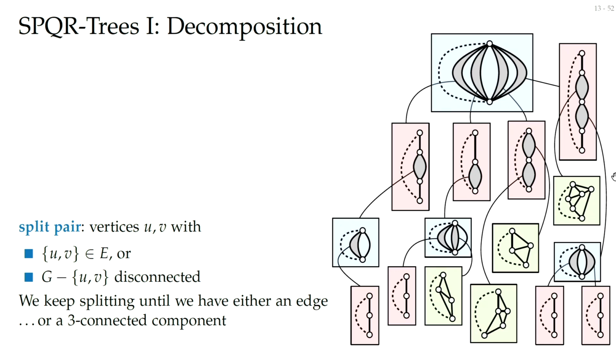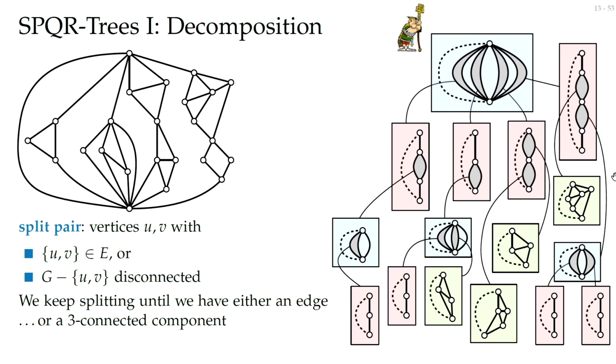But if you haven't seen SPQR trees, you probably have no clue how I decided how to split. Sometimes I took edges. Sometimes I took components. Sometimes I split it like this, sometimes like this. It all looked very arbitrary. But there are some rules, which is the nice thing. So let's have a look at those rules.